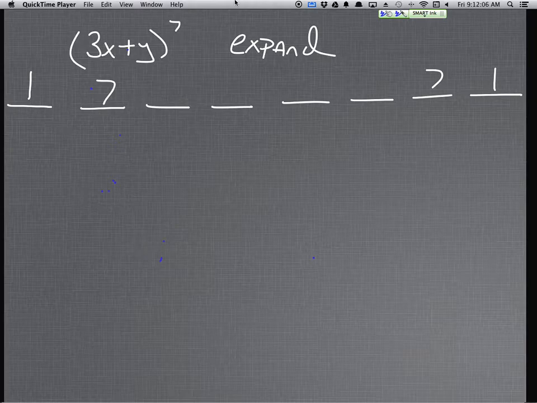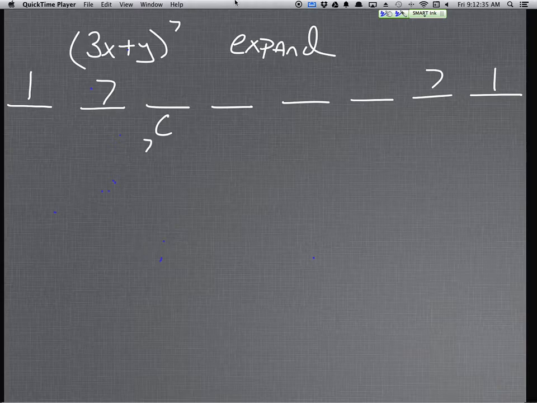So, how many of those spaces do I need to find now? 2. Because remember, this thing mirrors itself. So if I find these 2, I automatically know what these 2 are. So that means I need to find 2 coefficients. So let's label this first one. What are the 2 numbers that go underneath my C? N and R. So the N is going to be 7.